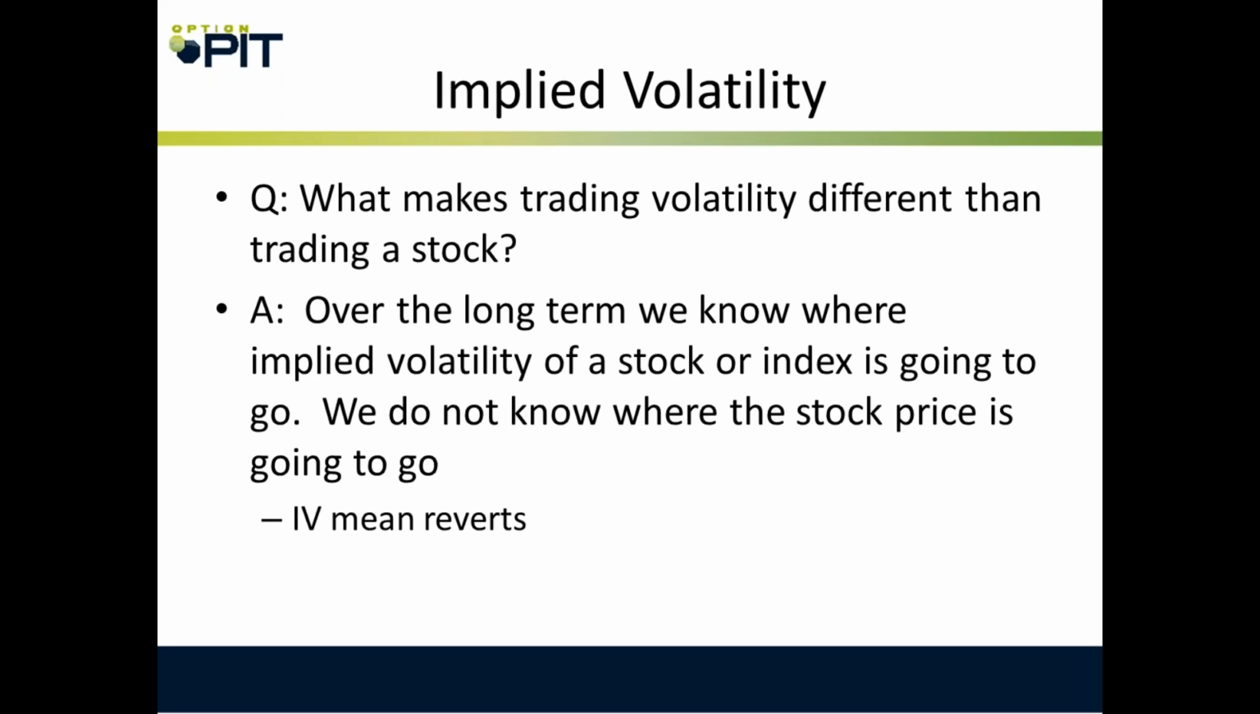Implied volatility. So what makes trading volatility, or the volatility of a stock, different than the actual stock? And the answer is, over the long term, we know where implied volatility of a stock or index is going to go. We do not know where the stock price is going to go. Implied volatility is mean reverting. It goes back to a normal.